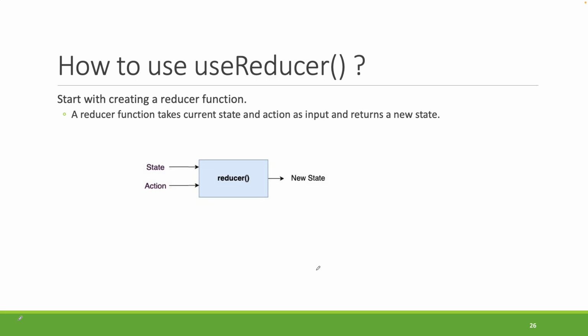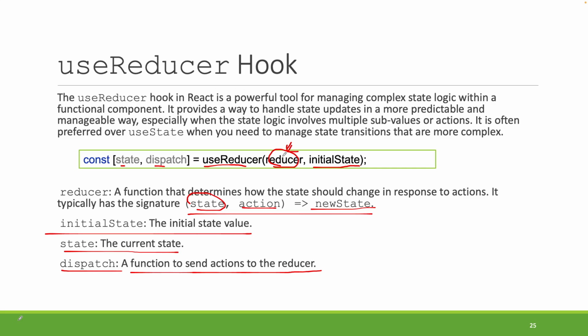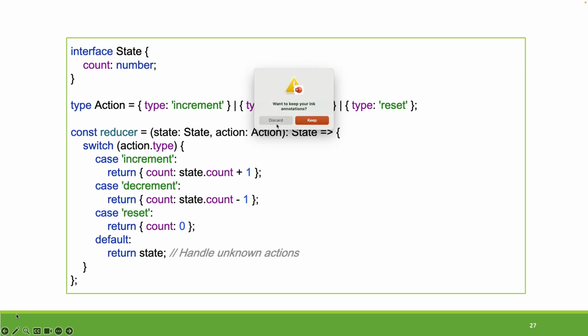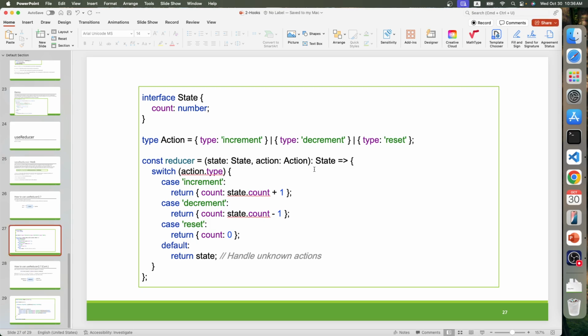So how to use the reducer? We start by creating a reducer function, which is used by useReducer. The reducer function takes the current state and action as input to return a new state. So in the reducer function, we take the current state and the action will generate a new state. Here we are going to use a very simple demo, which is increment, decrement, and reset for the count.